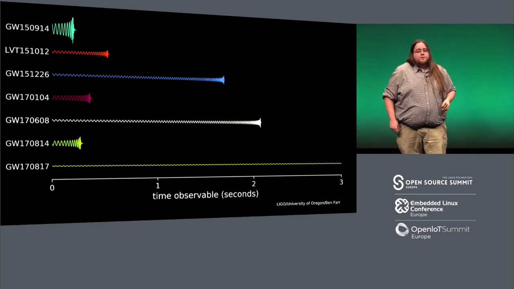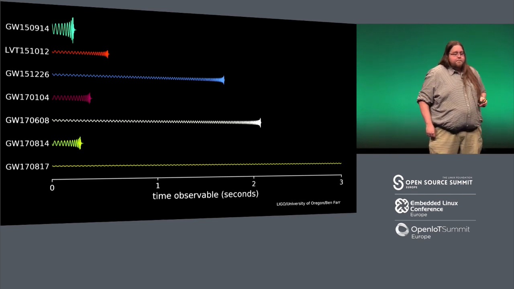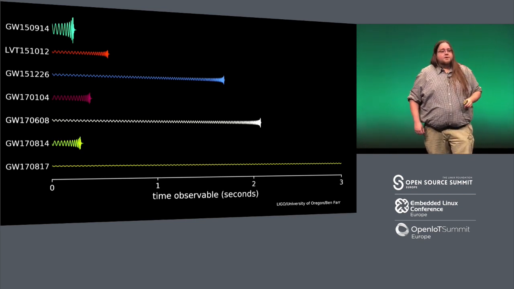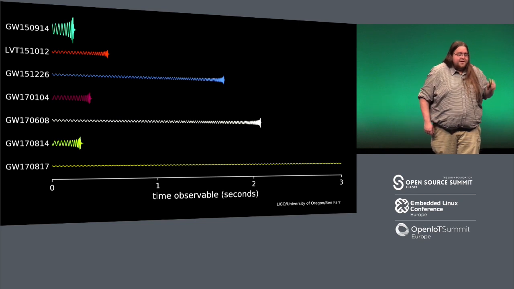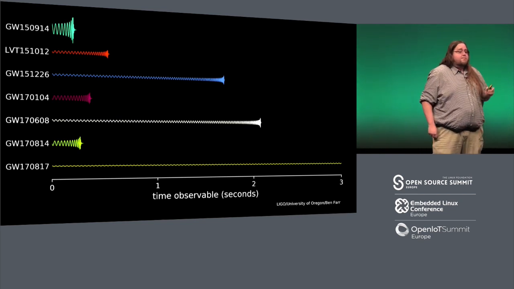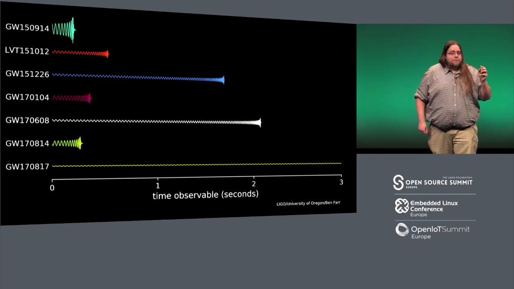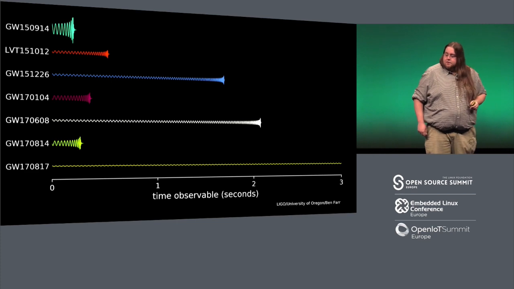But we've seen now a plethora of other binary black hole mergers. Here's an example of some of them. And of course, at the bottom is the binary neutron star signal. You might notice there's a big difference between those. That difference allows us to measure properties of the systems. We can measure what their masses are, we can measure what they're doing, and that allows us to learn about the universe.